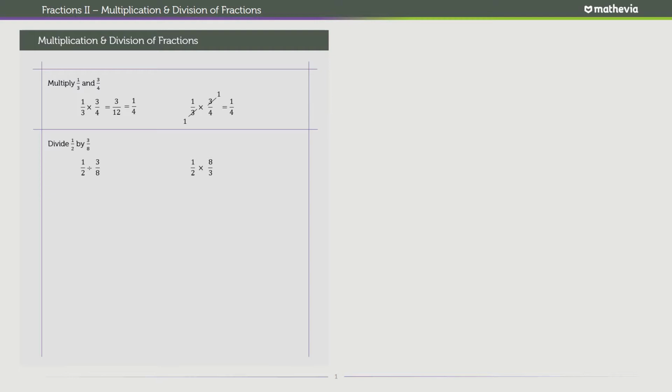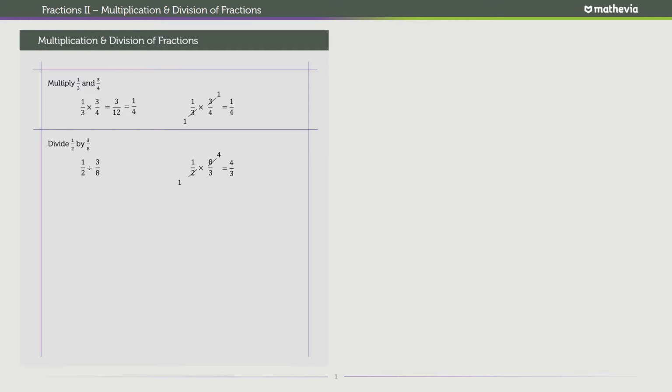you can cancel out just like we did in the first example there. You can cancel out 2 here and 2 here, 2 and 8 would give you 4. Now we have 1 times 4 gives you 4, and 1 times 3 gives you 3, and your answer is 4 over 3.